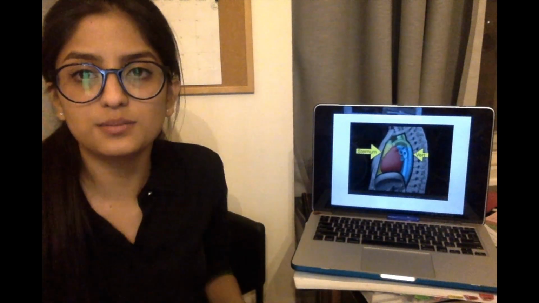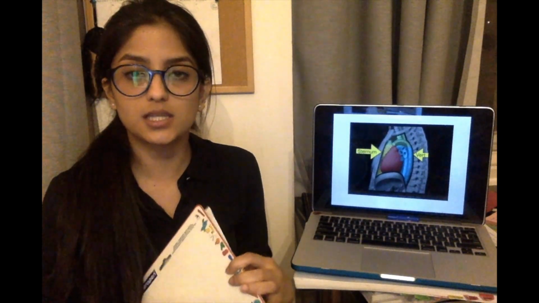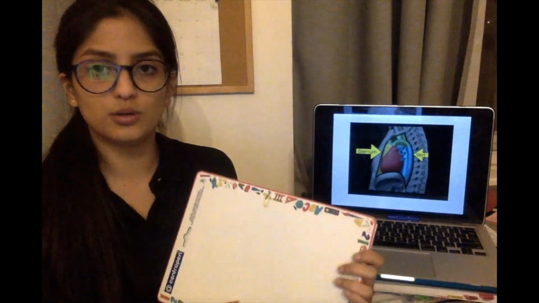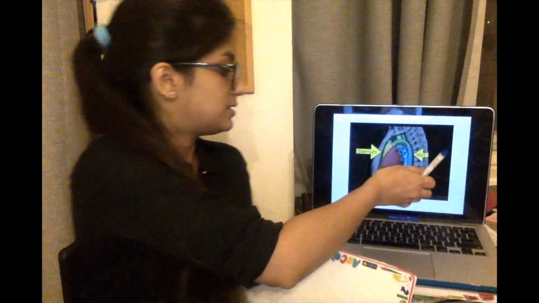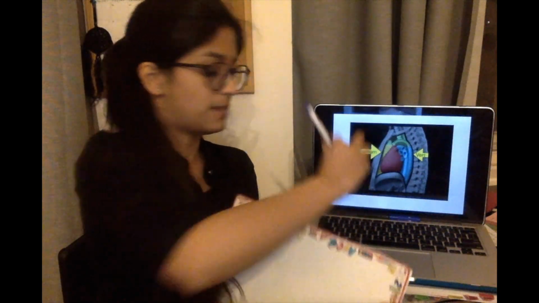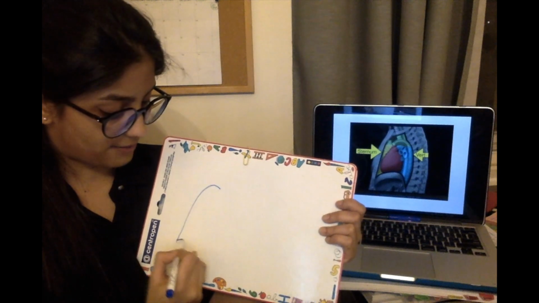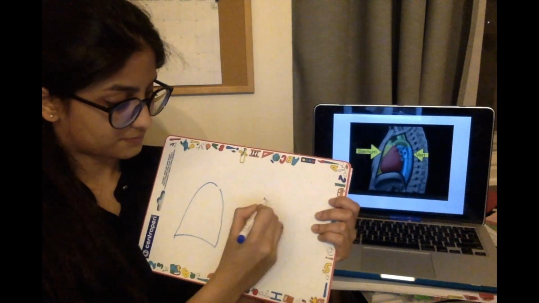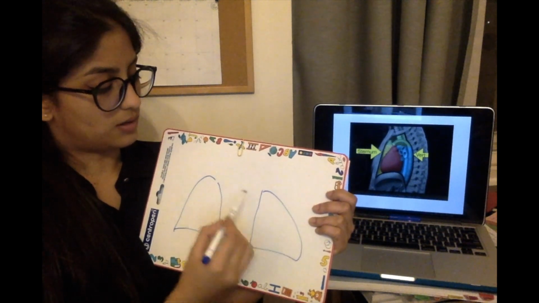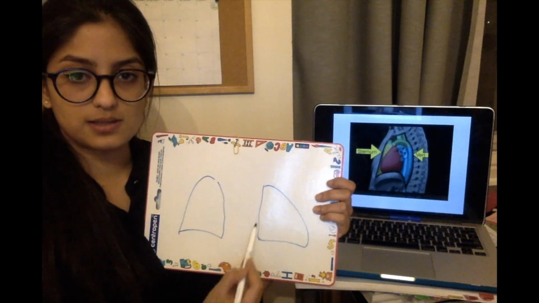So let's look at what is the mediastinum? A mediastinum is a space in the thoracic cavity that is in between our pleural sacs. So let's look at its boundaries and its location. So let's say this is the thoracic cavity, these are our lungs. So our mediastinum is here.